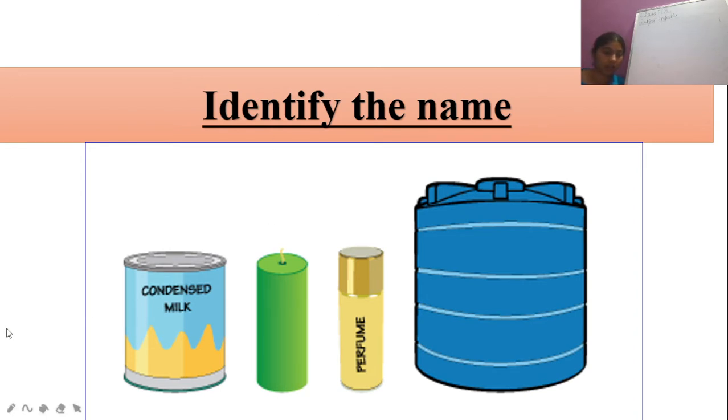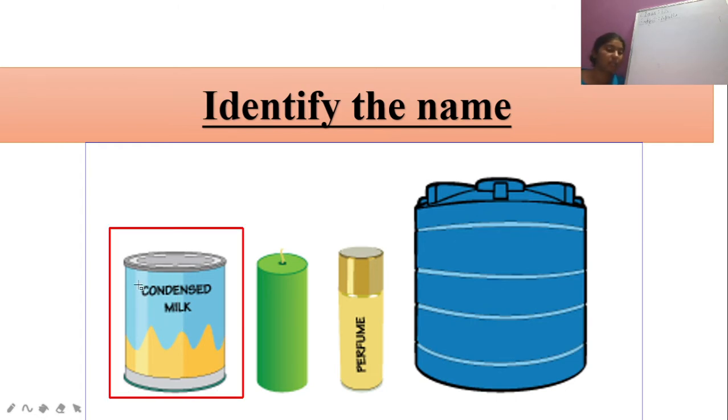Yes students, it is a milk. Yes, it is condensed milk. As you can see in front, the name is written on it. Then you can see another object. What is next to it?